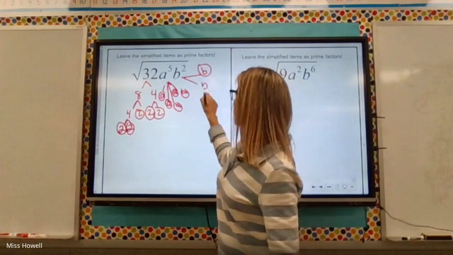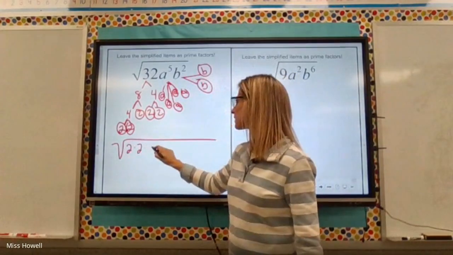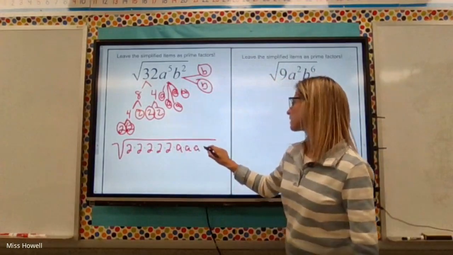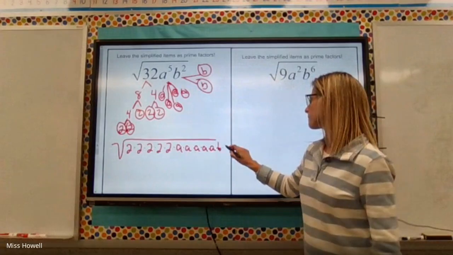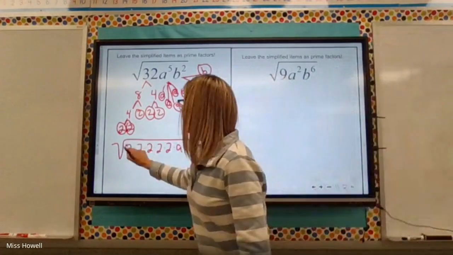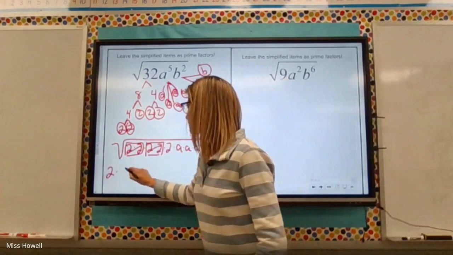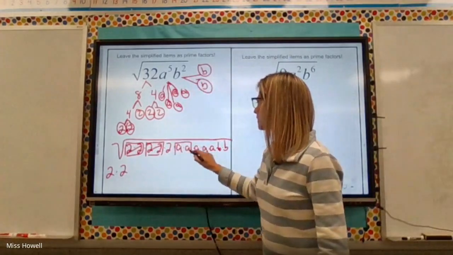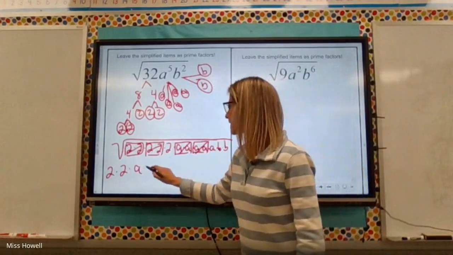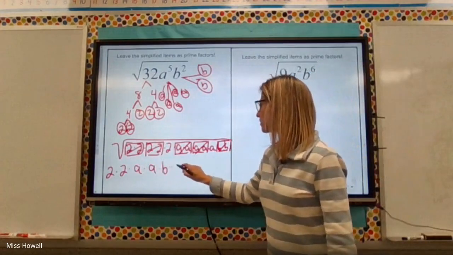All right, put them all back together, simplify whatever we can. So we have 5 total 2's, 5 A's, 2 B's. All right, we're looking for pairs of perfect squares. So square root of 4 here is a 2. Square root of 4 here is another 2. Square root of a squared here would be an A. Square root of a squared here would be another A. Square root of b squared here would be another B. And then we still have the leftover.